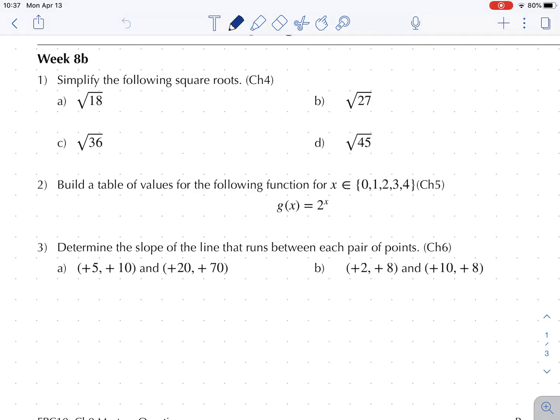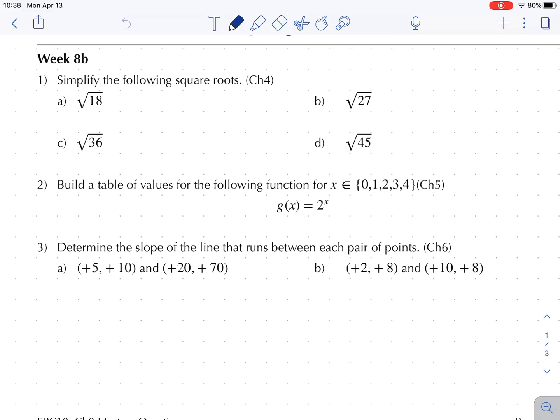Let's do Mastery Items Week 8B. Question number 1. Simplify the following square roots. Simplify the following square roots does not mean we put them in their decimal form. It means that we put them in a special square root form that we are learning about in Chapter 4.